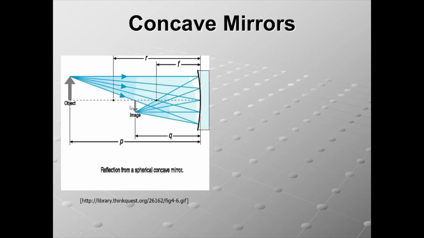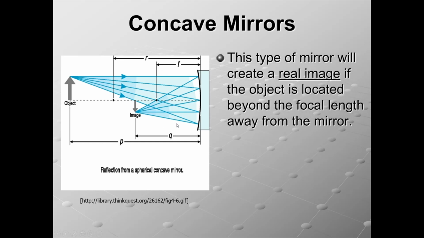So with a concave mirror, there's actually multiple different scenarios that we can have when it comes to different reflections. So this type of mirror will create what's called a real image if the object is located beyond the focal length away from the mirror. So we already discussed what happens when we're in between the focal point and the mirror. We get a virtual image. But what if we're past the focal point? If we're past the focal point, we get something called a real image.